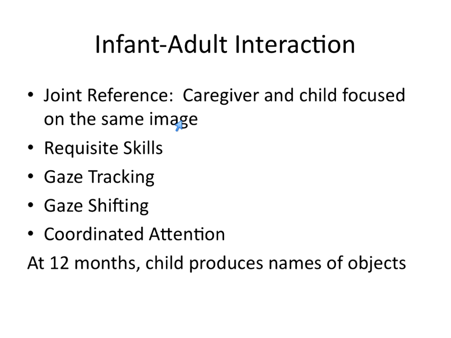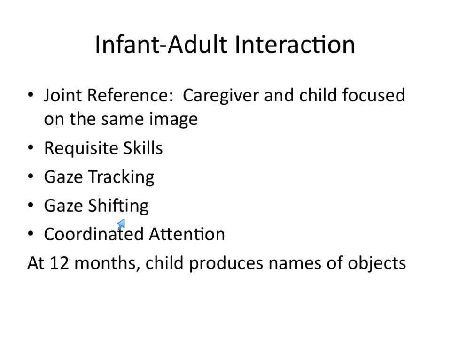Here are the requisite skills needed for joint reference. The child needs to know how to track. So will the child follow an object? I used to do this with my young kids. There would be 3 or 4, but they weren't talking. So I would look to see, are they able to follow the toy, and I'd look at their eyes. I would observe them playing with their parents. So that would be gaze tracking.